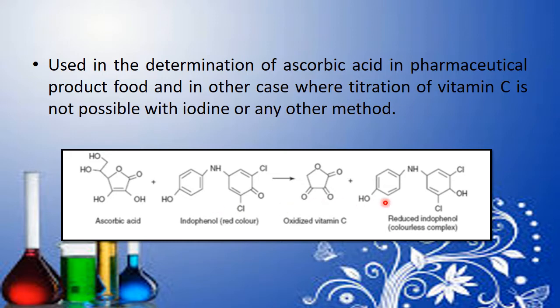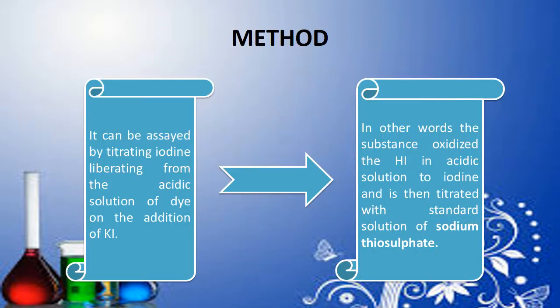The ascorbic acid, when it reacts with the indophenol that is initially red in color, it is converted to the oxidized vitamin C along with the reduced indophenol, which is now the colorless complex. It can be assayed by titrating the iodine liberating from the acidic solution of dye upon addition of the potassium iodide. In other words, the substance oxidizes the HI in an acidic solution to iodine and is then titrated with the standard solution of the sodium thiosulfate.